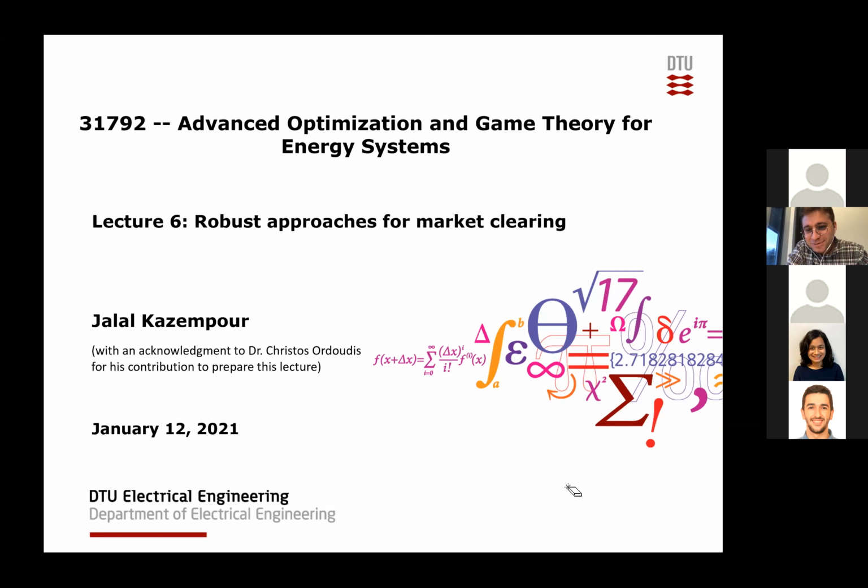Okay, let's get started. Welcome to lecture 6 of the course Advanced Optimization and Game Theory for Energy Systems. Today we are going to talk about robust optimization, different variants of robust optimization, including adaptive robust. We will also talk about chance constraint programming and distributionally robust optimization.